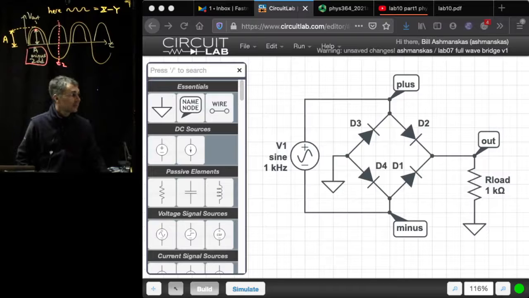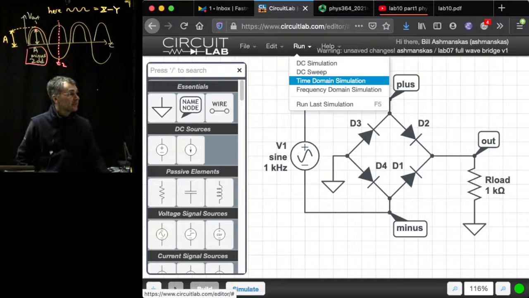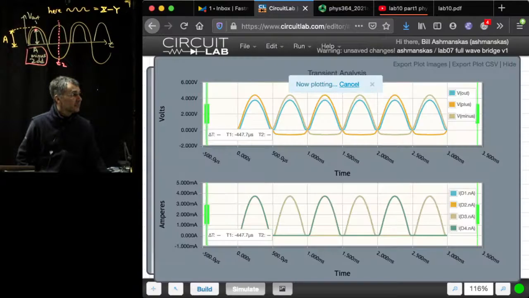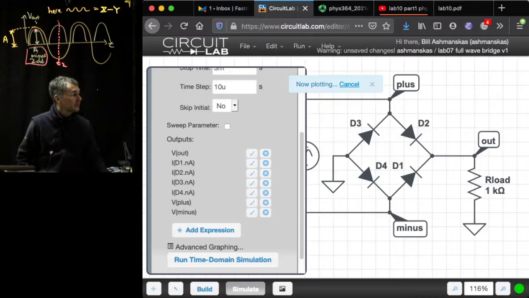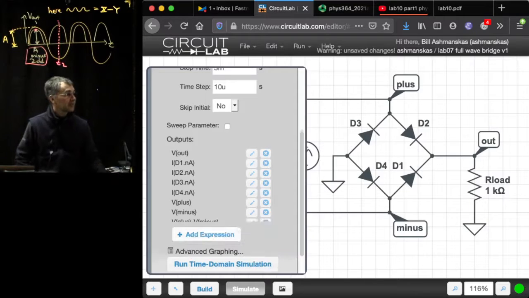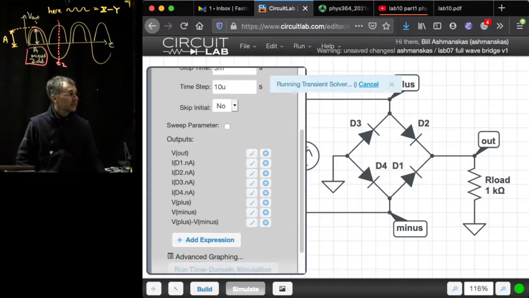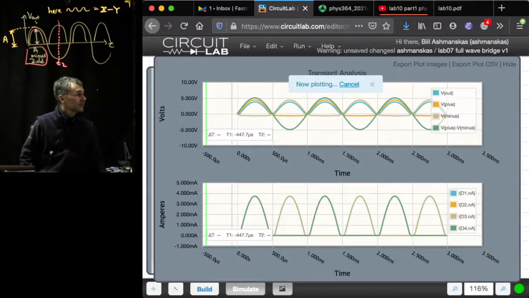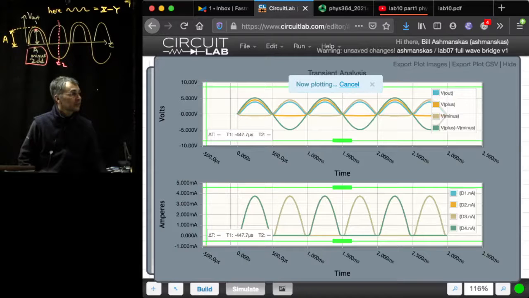Here, we're going to run a time domain simulation. And actually, there's one more expression I want to add, which is V plus minus V minus. So instead of saying X and Y, I said plus and minus on this one. Okay, let's see what happens there. I also graphed the currents through the diodes.